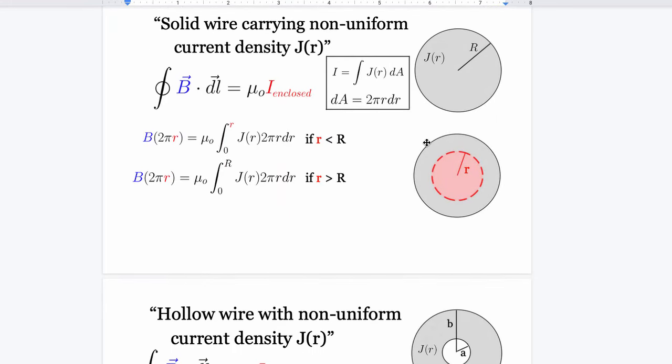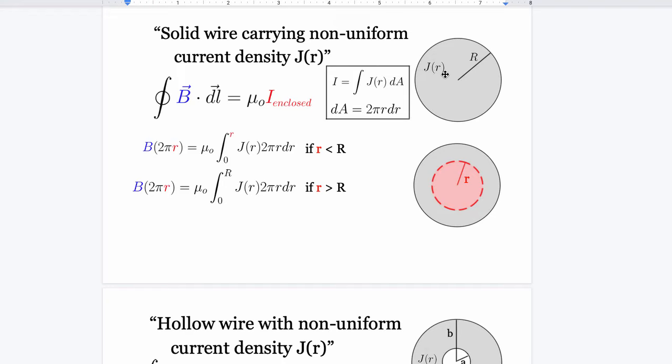Okay, now we get to the ones where it's not uniform current density. Theoretically, you could have any current density dependency you want, but 99% of the time, that current density is simply dependent on R, or at least the ones in the textbooks are. You rarely get an angular current dependency that's dependent on what angle you're at, so you're just going to have a radial dependence of some sort.